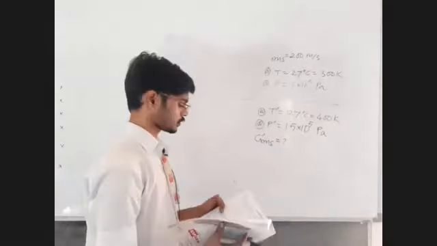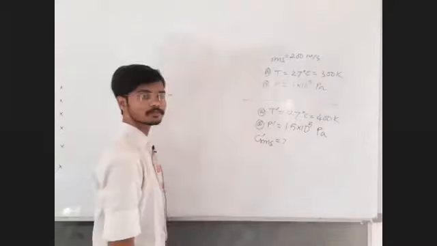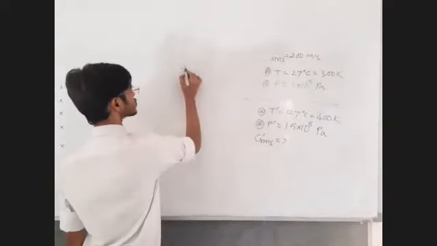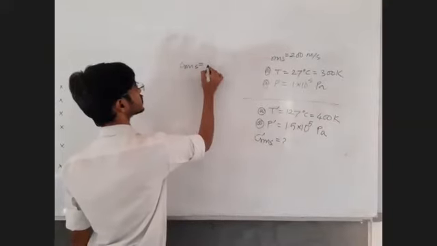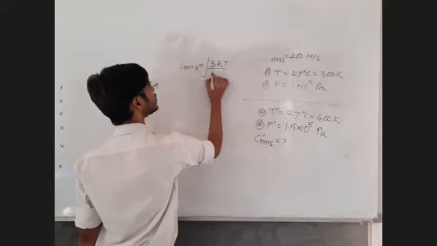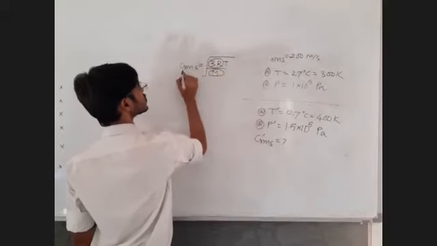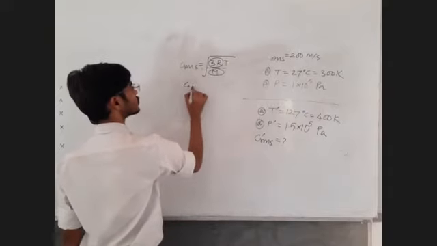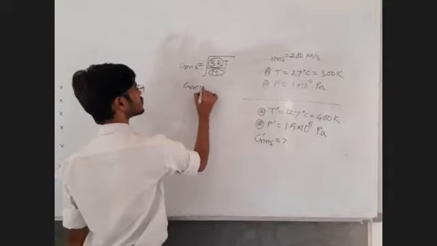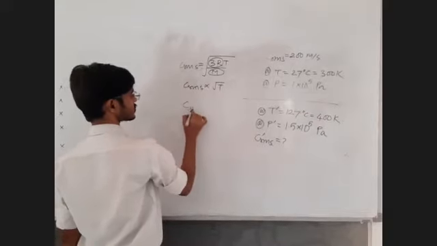Okay, so let's try to solve it. Which formula are we going to use? C_RMS in terms of temperature. For a given gas, let me use this formula, under root 3RT by M. The gas is not going to change, 3R is not going to change, so C_RMS is proportional to root T. So let's write the values and get the answers.